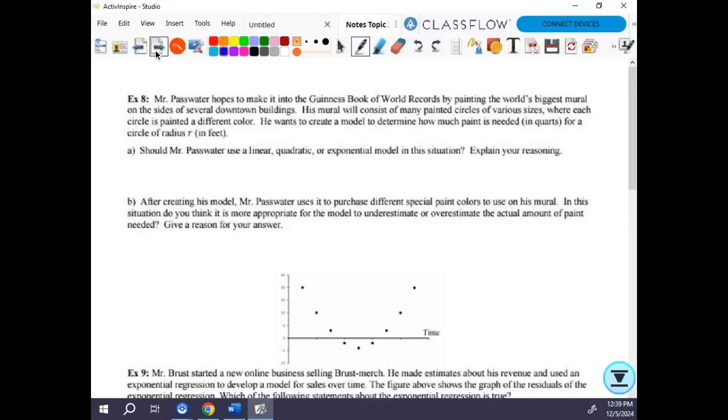Mr. Passwater hopes to make it into the Guinness Book of World Records by painting the world's biggest mural on the sides of several downtown buildings. His mural will consist of many painted circles in various sizes, where each circle is painted a different color. He wants to create a model to determine how much paint is needed in quarts for a circle of radius r in feet.